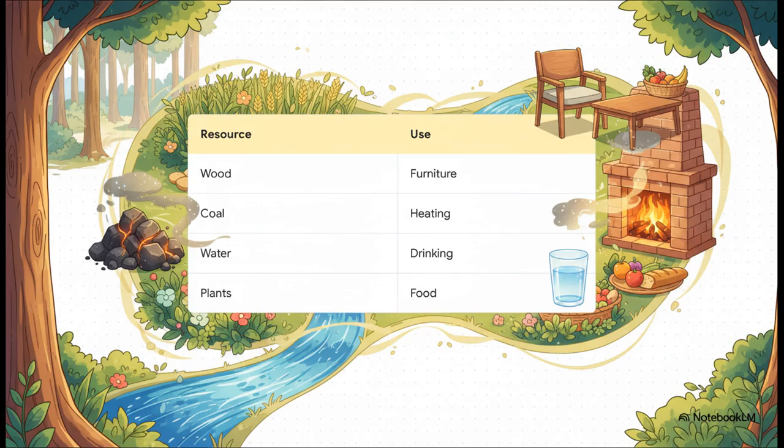Now, what's really interesting about this is how directly nature supplies our daily routines. There is a direct, undeniable link between the wild earth and your living room. It's like a giant puzzle where the pieces fit perfectly together. Raw wood is crafted into the furniture you sit on. Coal is extracted to generate the heat that warms your spaces. Natural water is captured for essential drinking, and wild plants are cultivated into the food that fuels your busy day.